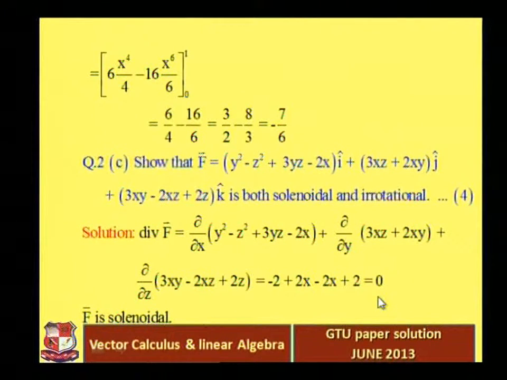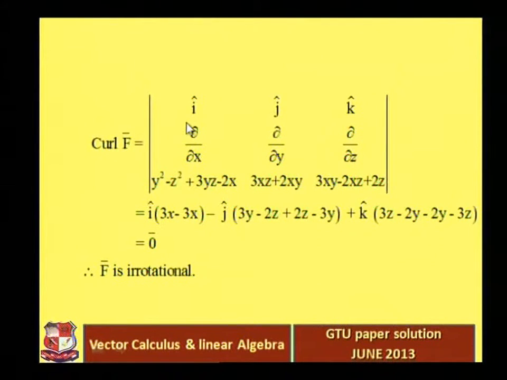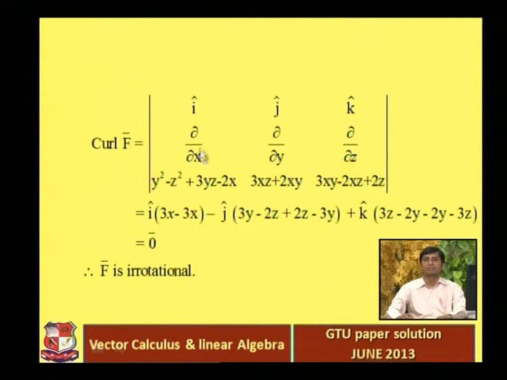Now next we have to prove that curl of f is also 0, and here is the formula to find the curl of f: the determinant of i, j, k, del by del x, del by del y, del by del z, and these three terms are exactly the coefficients of i, j and k, that is y cube minus z square plus 3yz minus 2x, then 3xz plus 2xy, and 3xy minus 2xz plus 2z.